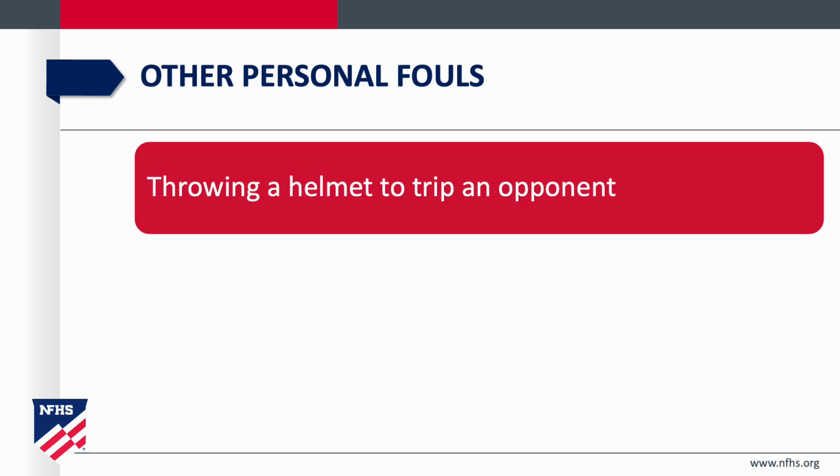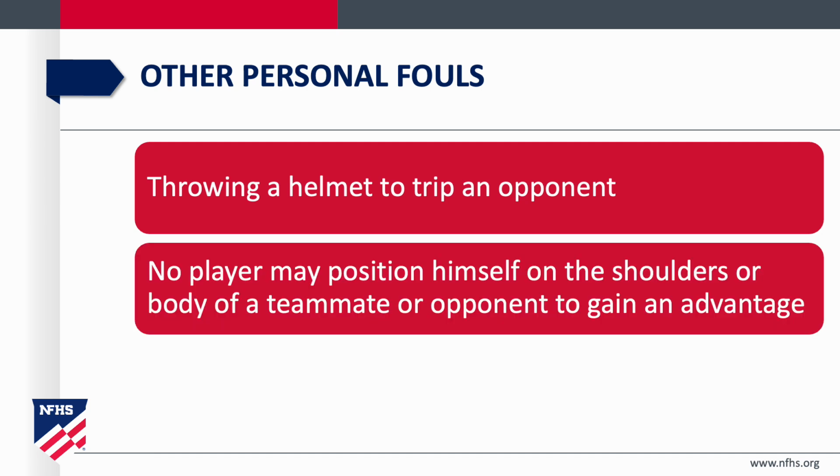A player cannot throw his helmet to trip an opponent. Players are also not allowed to position themselves on the shoulders or body of a teammate or opponent to gain an advantage. The most common place we can see this is when a team is trying to block a kick or even a pass.